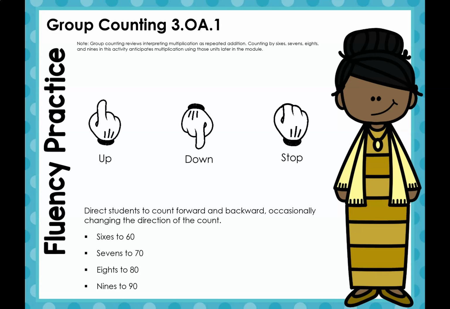Okay, now let's do 7s. We're going to skip count by 7s to 70. Here we go. 7, 14, 21, 28, 35, 42, 49, 56, 63, 70. I had to stop and even think about my 7s because it's been a while since I've skip counted by 7s.